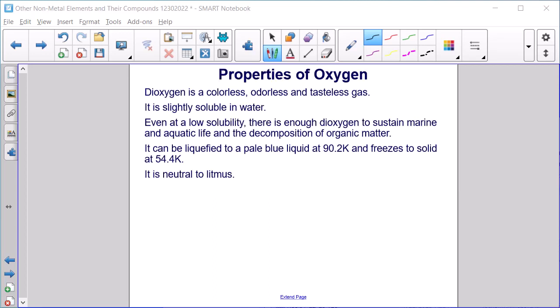Properties of oxygen. Dioxygen, or O2, is a colorless, odorless, tasteless gas. It is slightly soluble in water. Even at a low solubility, there's enough dioxygen to sustain marine and aquatic life and the decomposition of organic matter. It can be liquefied to a pale blue liquid at 90.2 Kelvin and freezes to solid at 54.4 Kelvin. It is neutral to litmus.